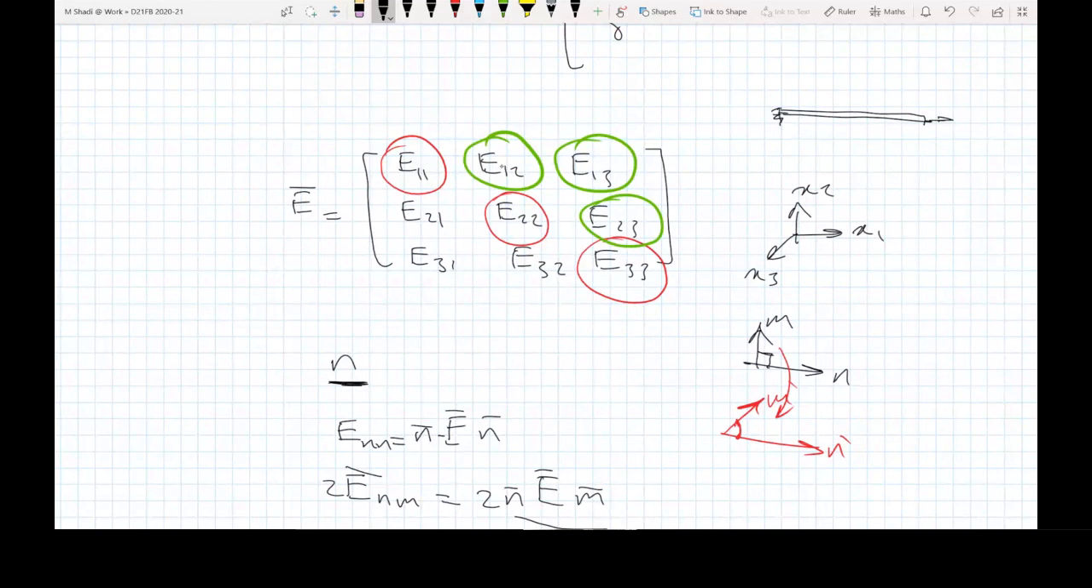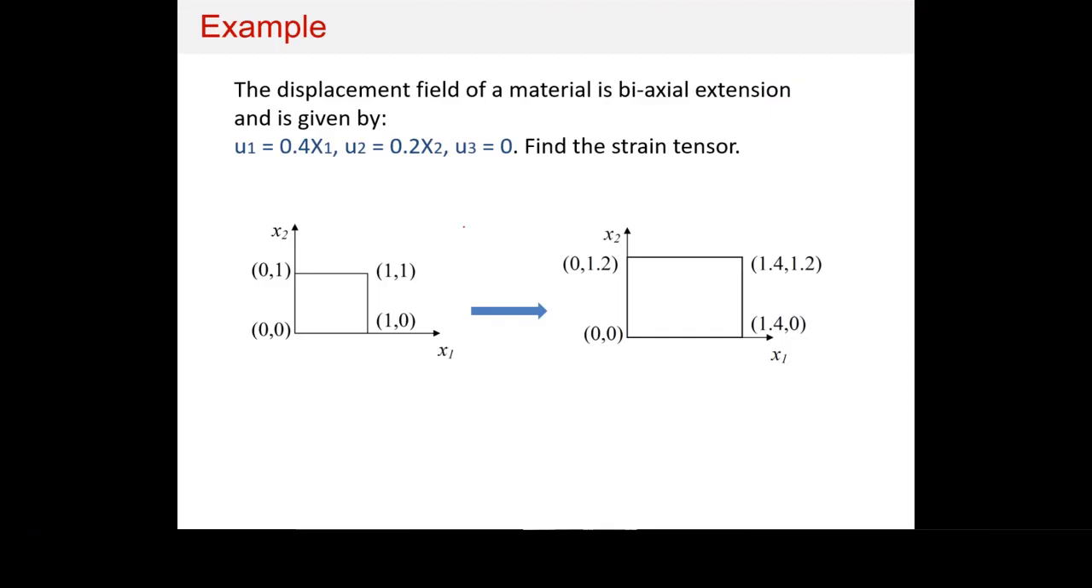Now, it is not a change in the angle, it is half the change in the angle. So the change in the angle is twice this number. That's it. So this is a change in the length for a vector in the x1 direction. This is in the x2 direction. This is in the x3 direction. This is a change in the angle between two vectors. One is pointing in the x1 and the other is pointing in the x2. All right, so you are going to see this in these examples.